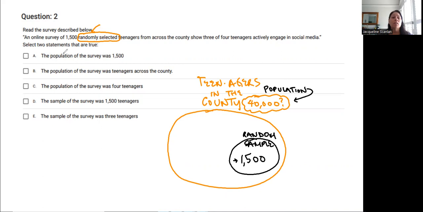So I'm going to read choice A. It says the population of the survey was 1,500. That is incorrect. That word should have been random sample, and it's not, so that one is incorrect. The population was not given. We don't know how big it was.